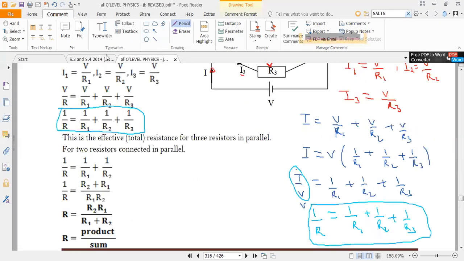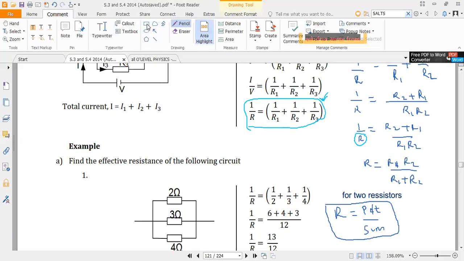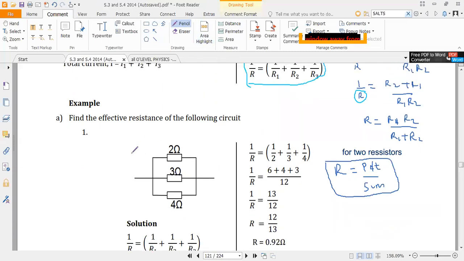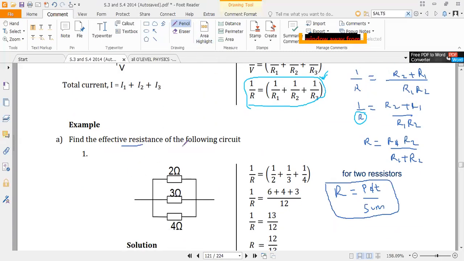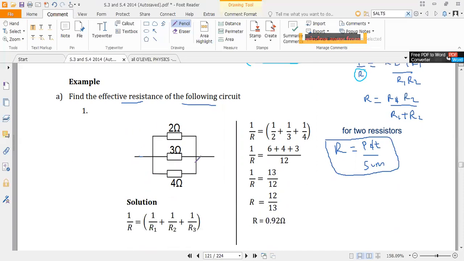But this one here only works for two resistors which are arranged in parallel. Okay, so let's look at some examples where we have parallel arrangement of resistors. The first example is here. Find the effective resistance of the following circuit. In this circuit, you can see that we have three resistors and these resistors are in parallel. Since they are more than two, we are going to use the formula 1/R is equal to 1/R1 plus 1/R2 plus 1/R3.